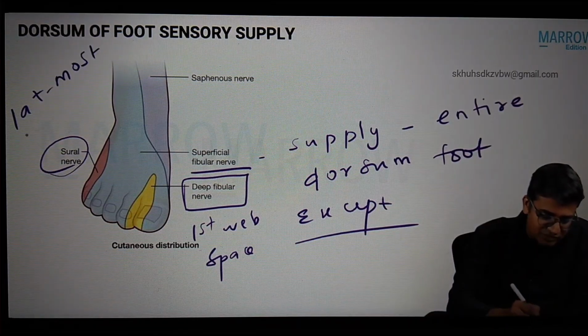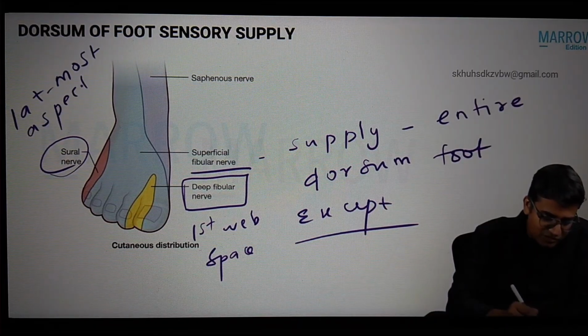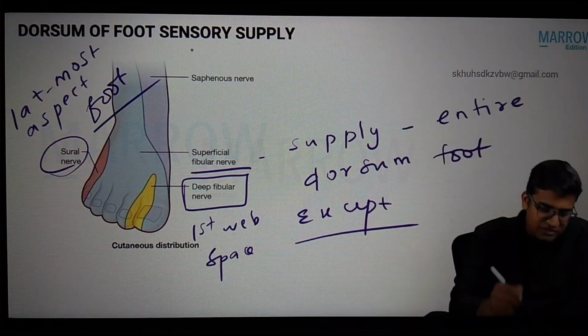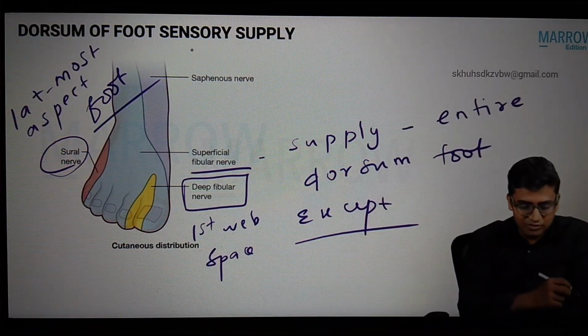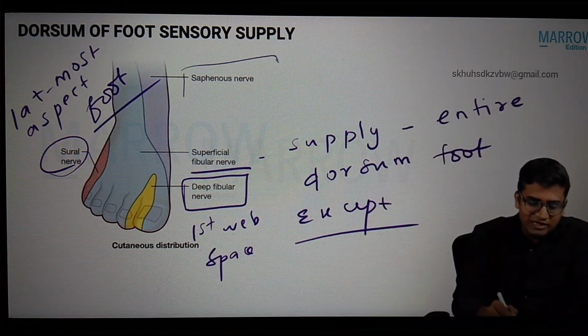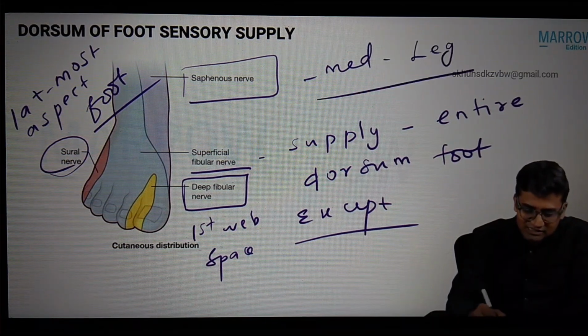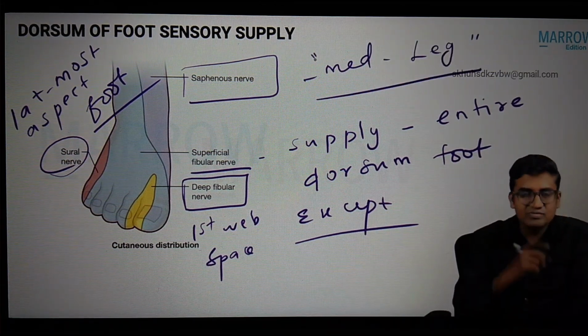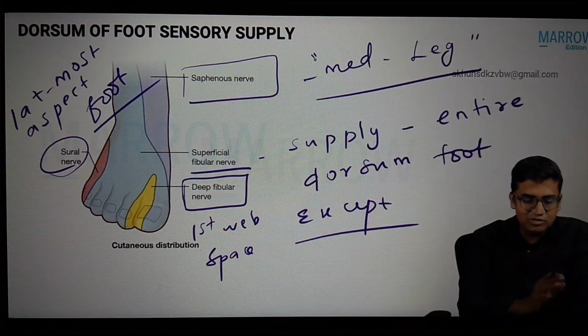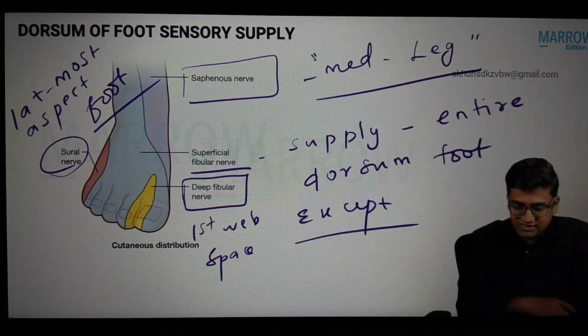The lateralmost aspect of the foot is supplied by sural nerve. And we know that the medial side of the leg is supplied by saphenous nerve. So, this is about the sensory supply of the dorsum of the foot.